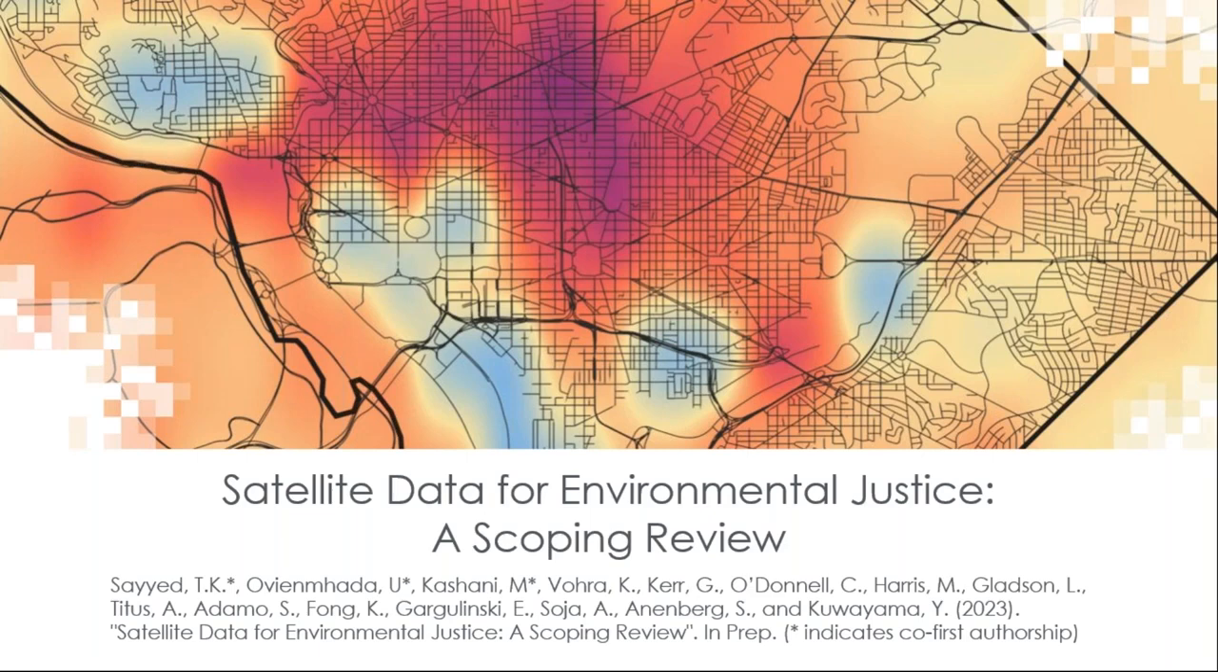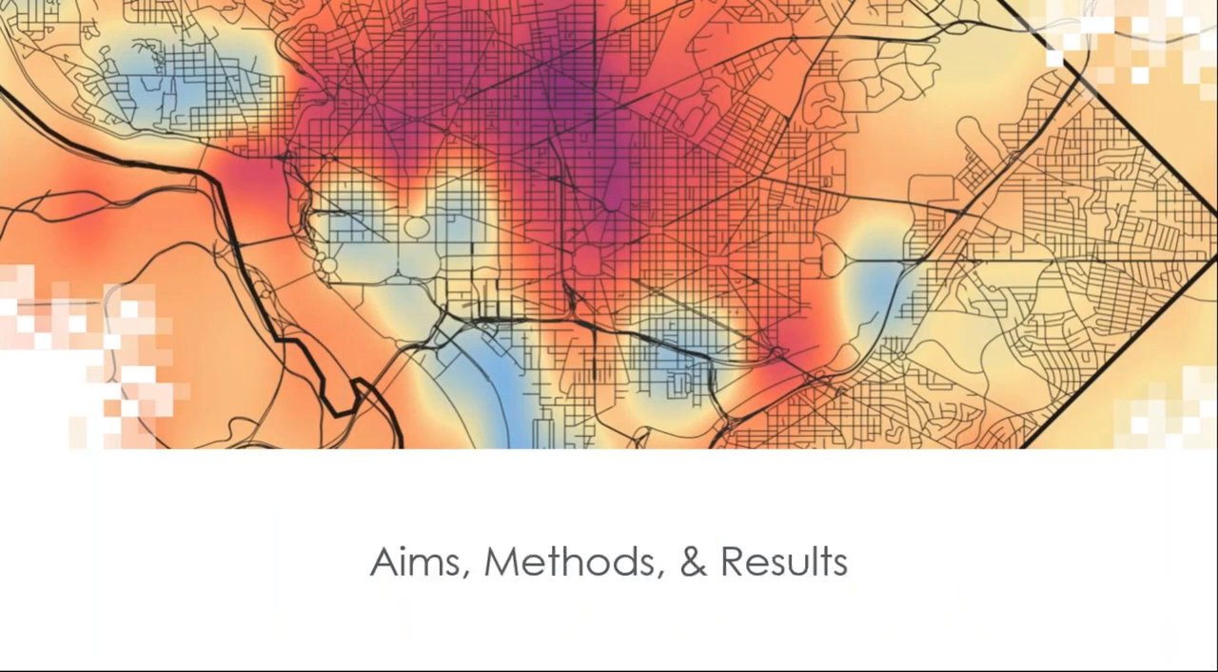We conducted a satellite data for environmental justice scoping review to explore how researchers use satellite data to reveal patterns of inequities facing populations in the United States. After I provide an overview and introduce satellite data for environmental epidemiology, my colleague Ufoma will dive deeper into satellite data. We'll conclude with insights on how the studies we found contribute to environmental justice and public health efforts at policy, agency, and community levels. Let's take a look at our aims, methods, and results.